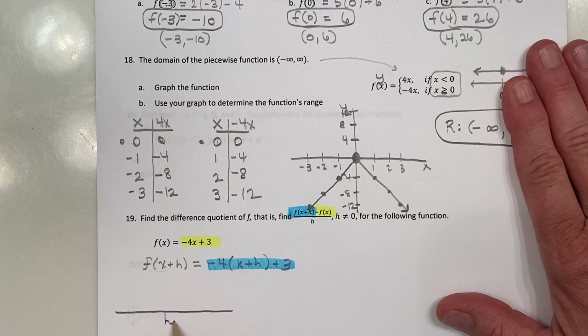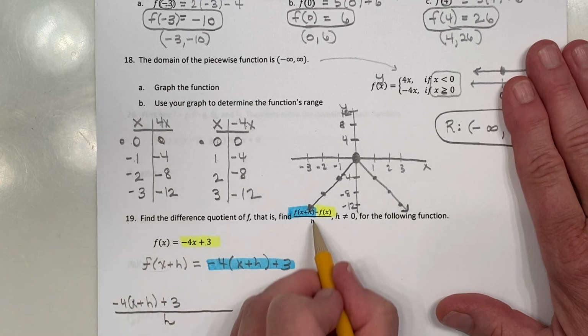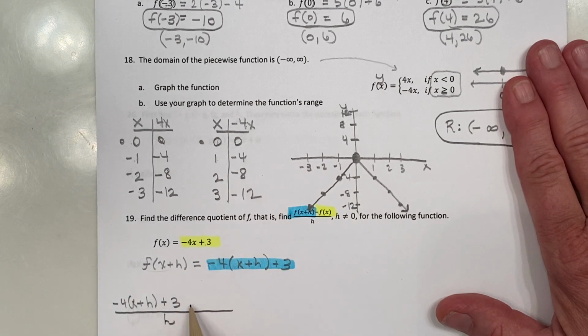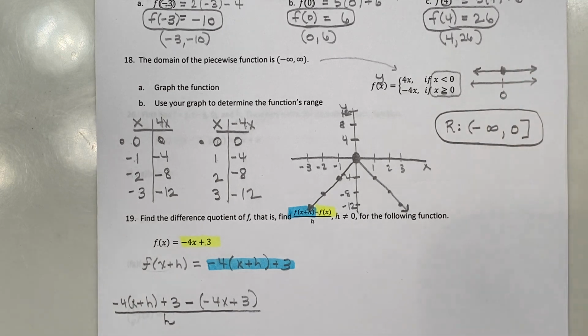I have h in the denominator, and I'm going to put -4 quantity x plus h plus 3 up front. And it's a difference quotient, that means subtraction, so I have a subtraction. And I want to subtract f of x, but make sure and put that in parentheses. Let's extend that fraction bar. We're subtracting both these terms, and if we don't put it in parentheses, we're going to forget to distribute that negative to that 3.